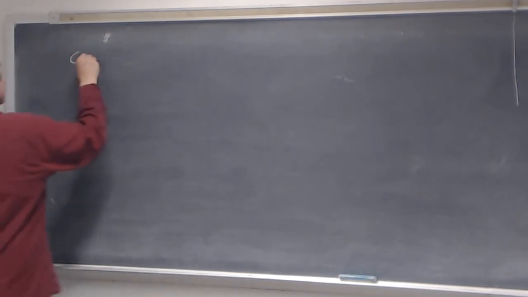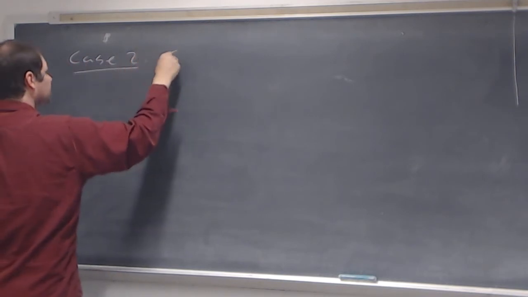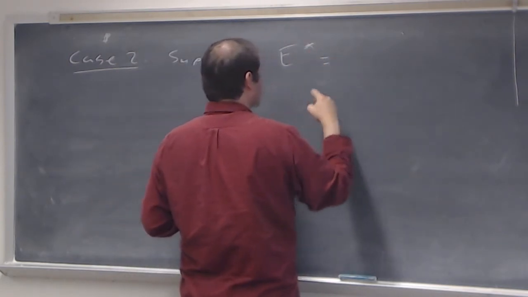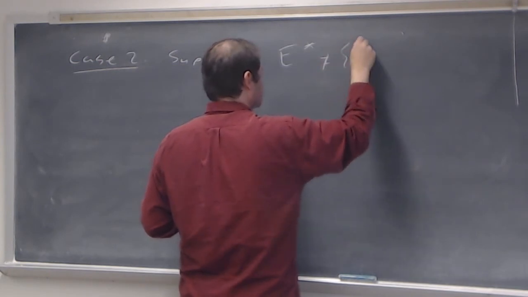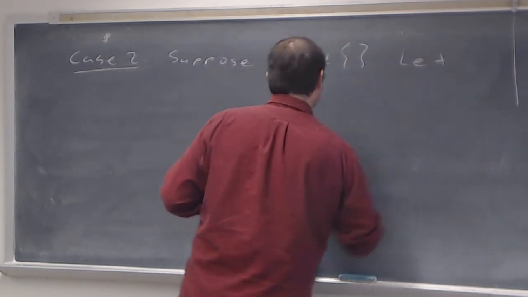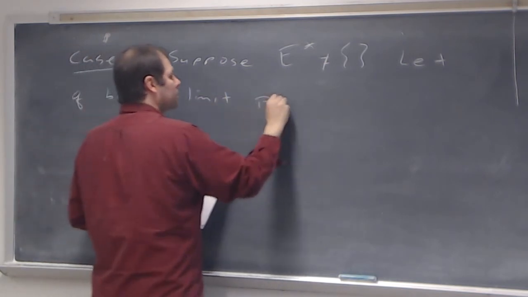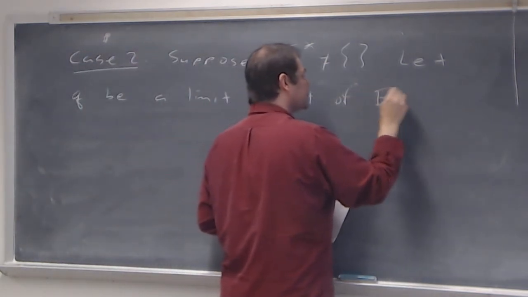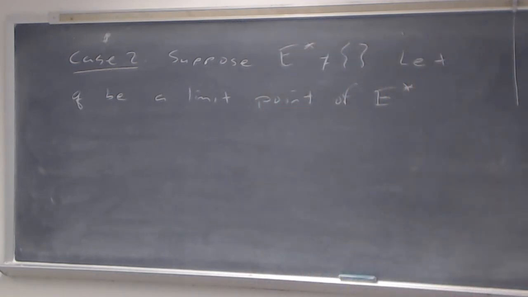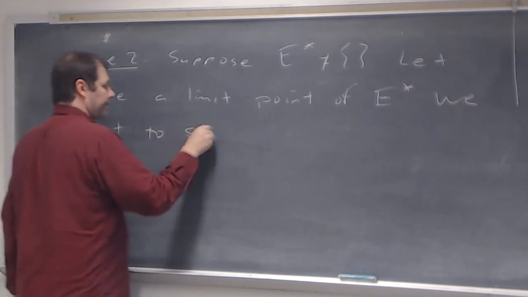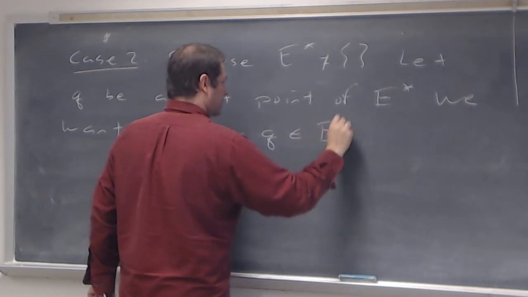Okay. Case 2 is we're going to suppose that the subsequential limit points of P sub n is non-empty. Okay. So we're going to let Q be a limit point of E star. Now, the goal here is to show that E star is closed, okay? So how do we show that E star is closed? It's got to contain all of its limit points. So let's let Q be a limit point of E star. We want to show Q is an element of E star.